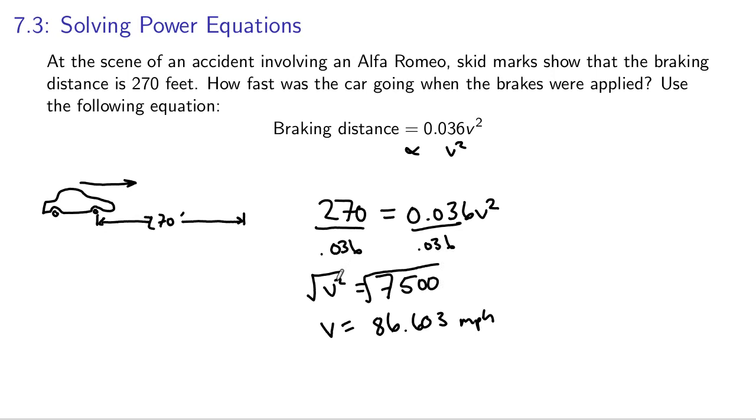Now, when we're taking the square root of both sides of the equation, we need to be careful. This is not necessarily an equivalent operation by itself, because if we imagine an equation where we take the square root, we have the square here. If v were negative 86.603, we would get a true statement. So we need to consider the plus or the minus of the square root. And we'll talk about that next.